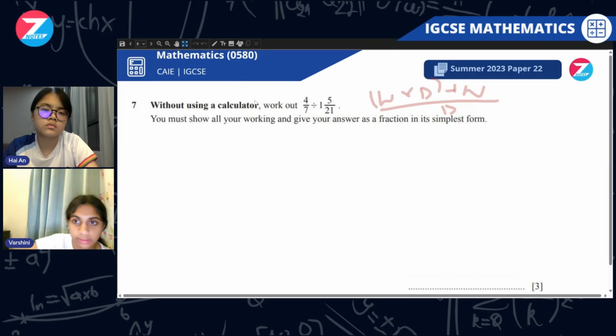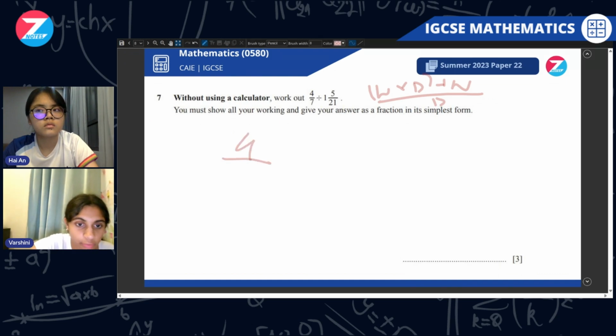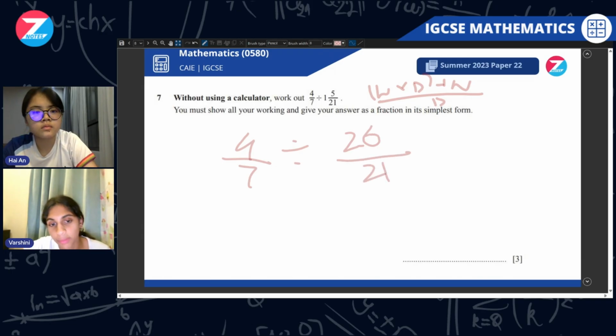So that's just going to be 4. We already have 4 by 7. Let's write that down. 4 by 7 divided by 1 into 21 plus 5. So that's just going to be 26 divided by 21. So now that we have them both as an improper fraction and a fraction, now let's work out this divide sign.